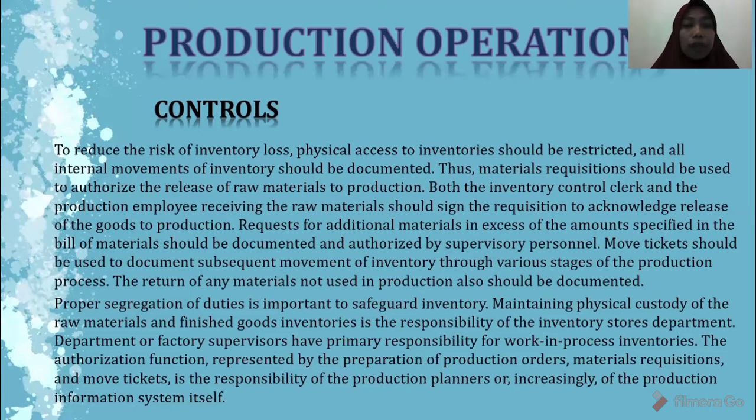Proper segregation of duties is important to safeguard inventory. Maintaining physical custody of the raw material and finished goods inventory is the responsibility of the inventory stores department. Department or factory supervisors have primary responsibility for work in process inventories. The authorization function, represented by the preparation of production orders, material requisitions, and move tickets, is the responsibility of the production planner or, increasingly, of the production information system itself.